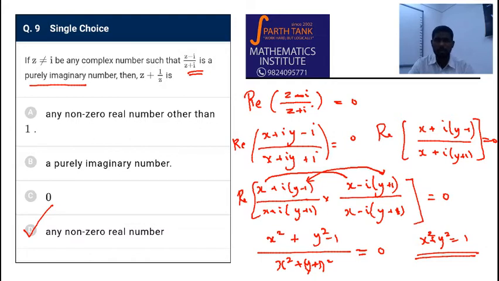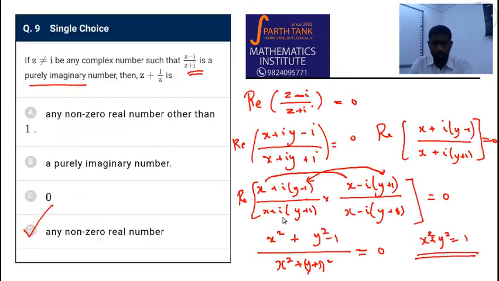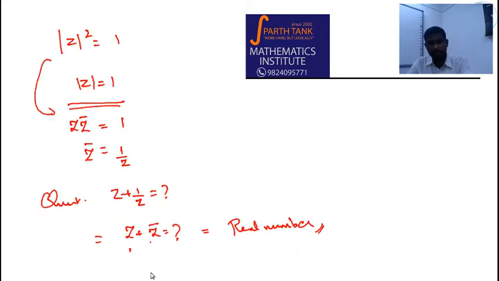Okay. Very simple question. Find explicitly what is z, what is the relation between the coefficients, and then mod z is equal to 1 gives z conjugate is 1 by z. Using that rule, I got that z plus 1 by z can be written as z plus z bar, and therefore, if you add a number and its conjugate, you will only get 2 times the real part. Okay, so understood the answer, any non-zero real number.